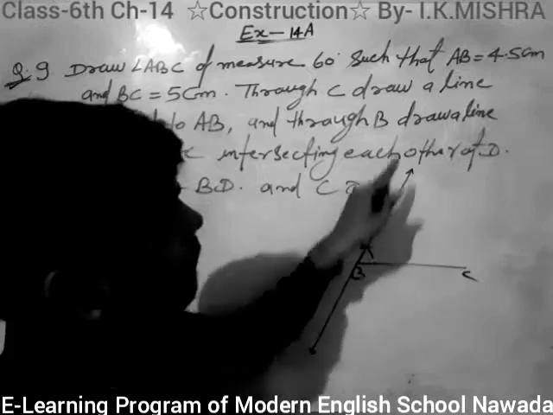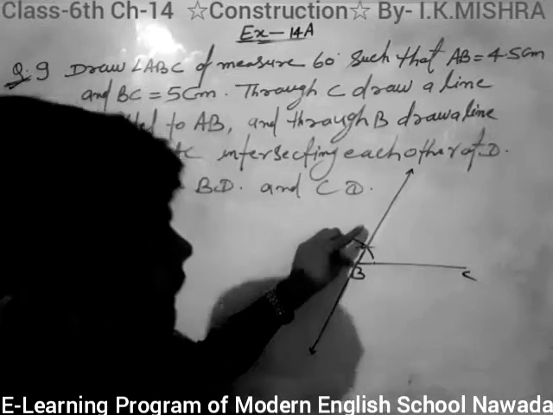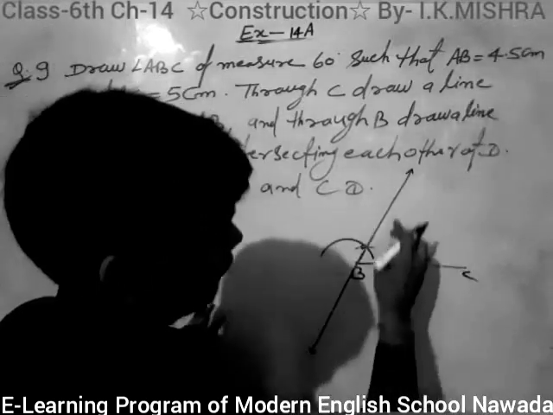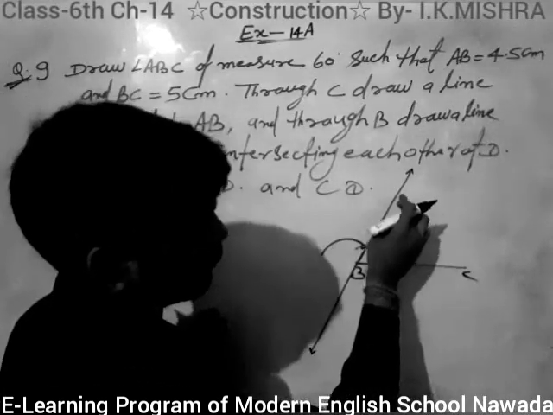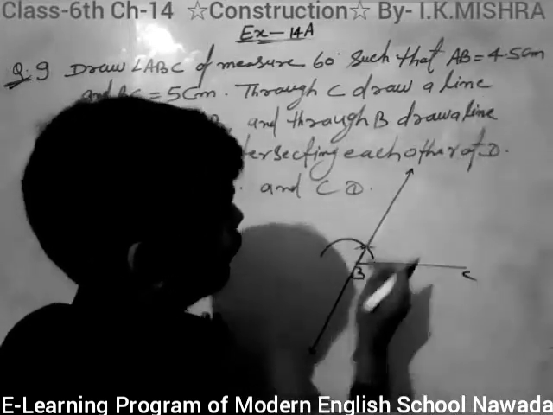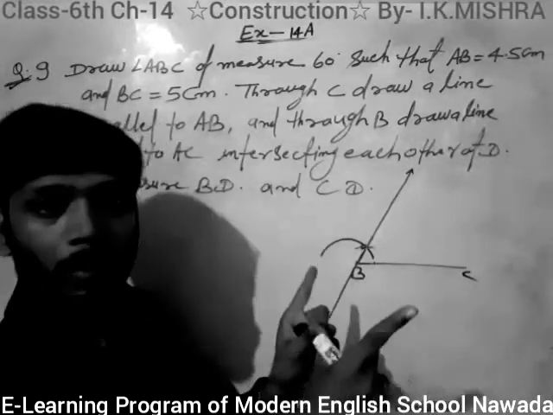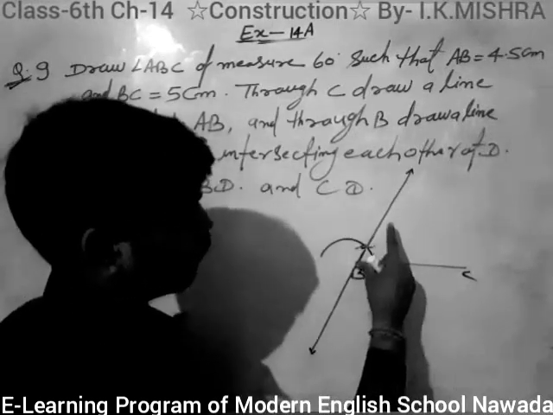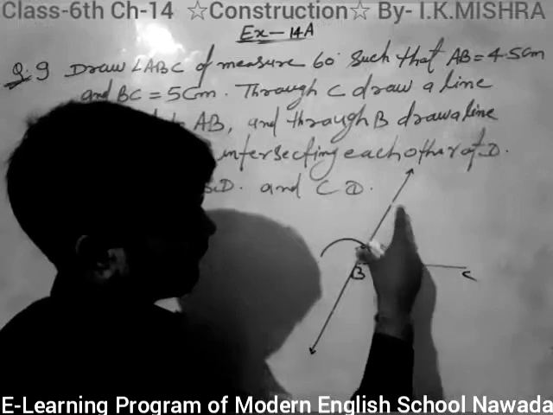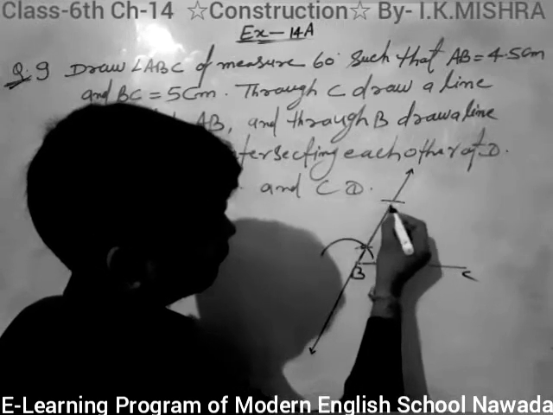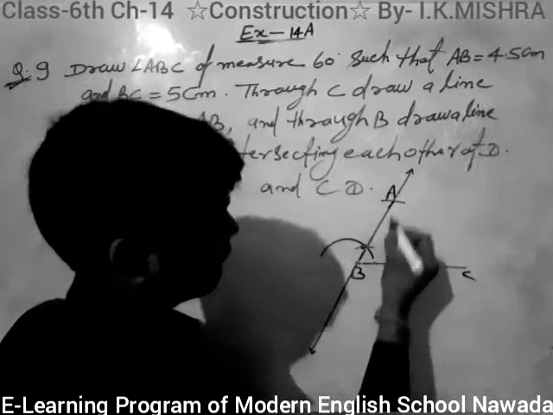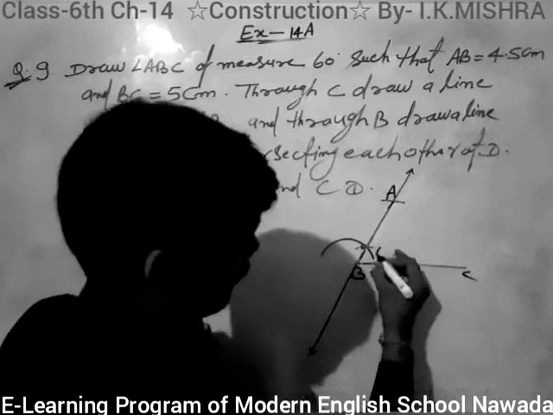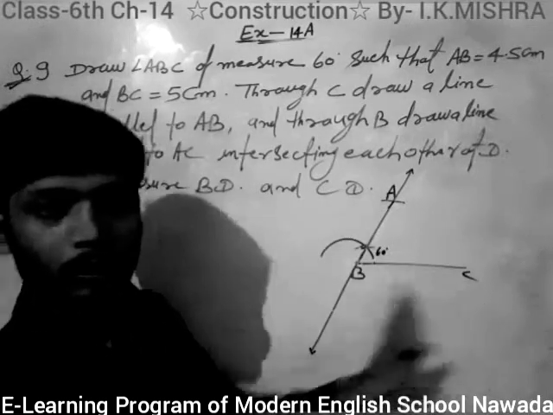Friends, this is the line here, and take a point A on this line. From B, expand your compass to 4.5 centimeters. AB is equal to 4.5 centimeters. A is on this line. That means expand your compass by measuring from the ruler 4.5 centimeters, and cut this line at this point. Students, this point is A. Mark this point as A. So it will be an angle of 60 degrees. Here angle ABC is equal to 60 degrees.